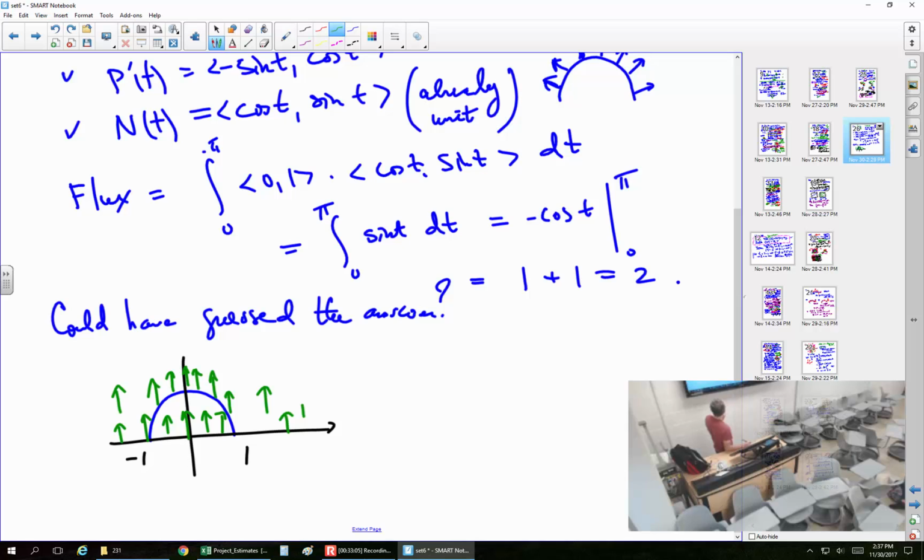The diameter of the circle. The diameter of the circle is 2. In fact, specifically, this is 2. Okay, so how does that help? Any guesses? Well, okay, ask yourselves, what is the flux across the diameter? Flux across the diameter.